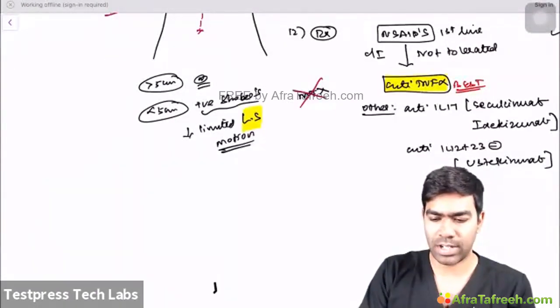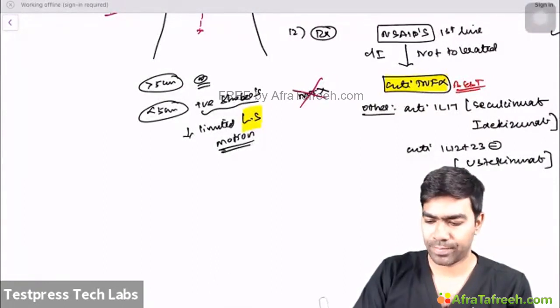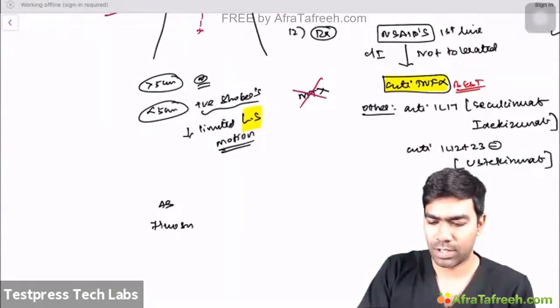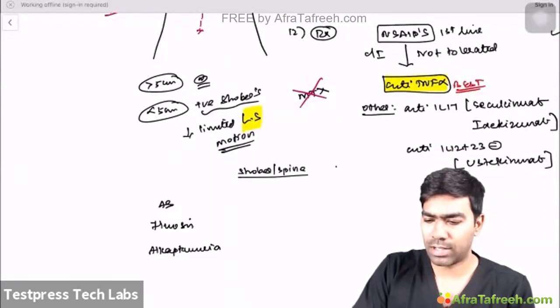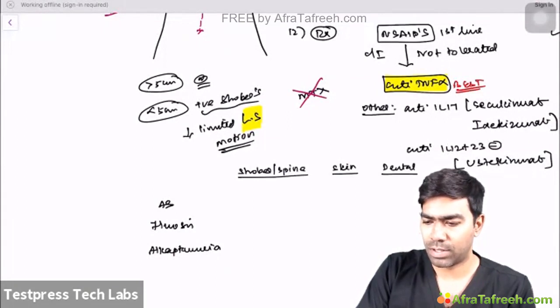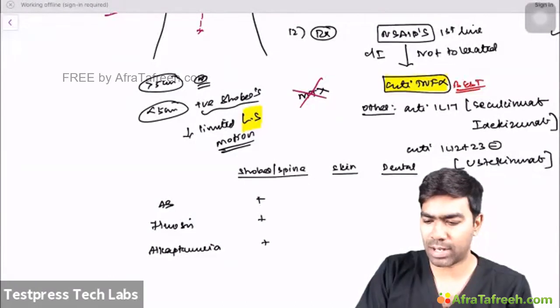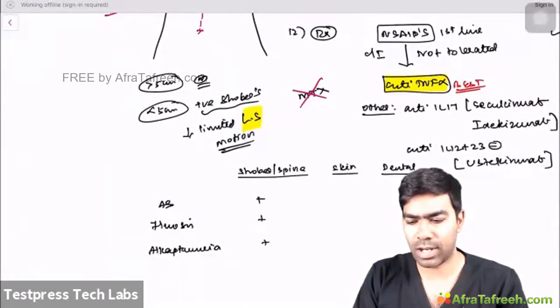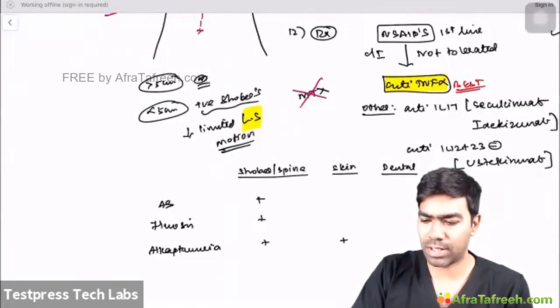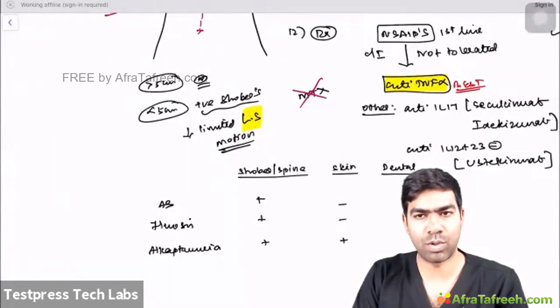So you can differentiate three disorders that will be asked in exams. One is ankylosing spondylitis, second is fluorosis, and third is alkaptonuria, that is ochronosis. We can talk about the Schober's test in the scenario of spine involvement. Second is skin pigmentation, and third is dental involvement. Ankylosing spondylitis, fluorosis and alkaptonuria will all have Schober's test positivity and spine involvement. But skin involvement is very typical of alkaptonuria, with skin hyperpigmentation, and they won't have any skin features in fluorosis and ankylosing spondylitis.